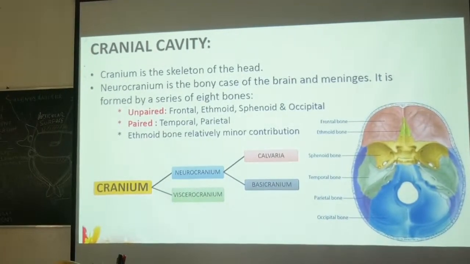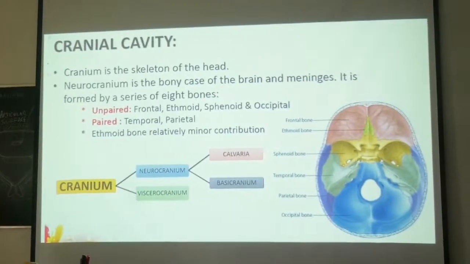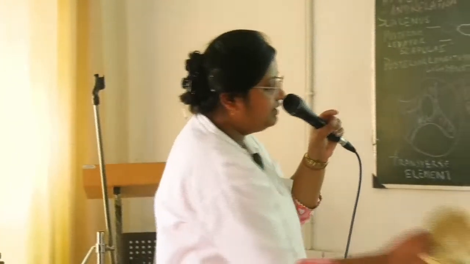Cranium is the bony case of the brain and the meninges, okay, and it is formed by a series of 8 bones. So which bones are forming the cranial cavity? Unpaired and paired bones are present, okay. So see here, this is the base of the skull, okay.